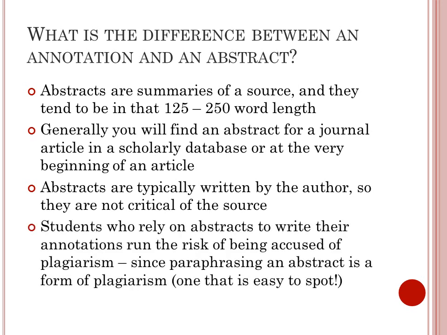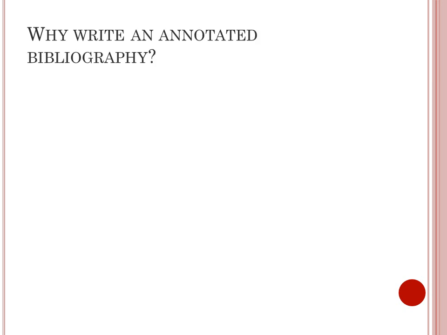Students who rely heavily on abstracts to write their annotations run the risk of being accused of plagiarism, since paraphrasing an abstract is a form of plagiarism, and it's one that's very easy to spot. In order to avoid such charges, students should read the article through first and write their annotation on the basis of their own assessment of that source.